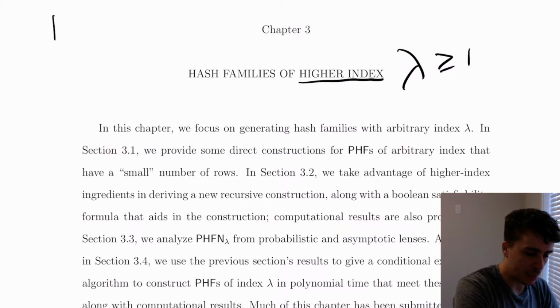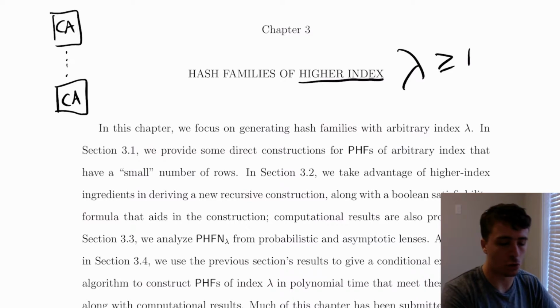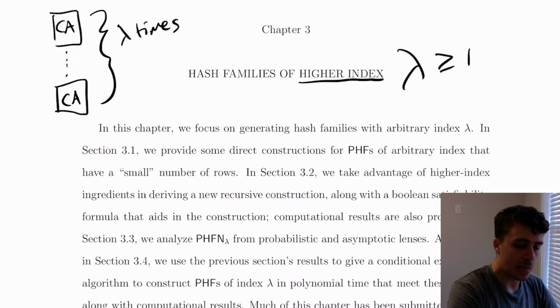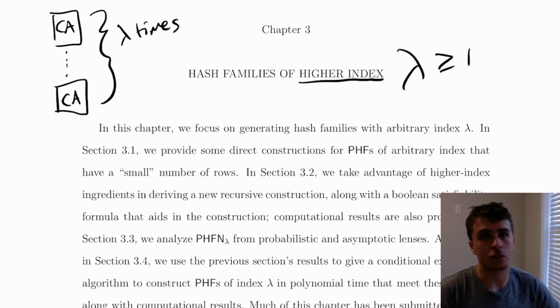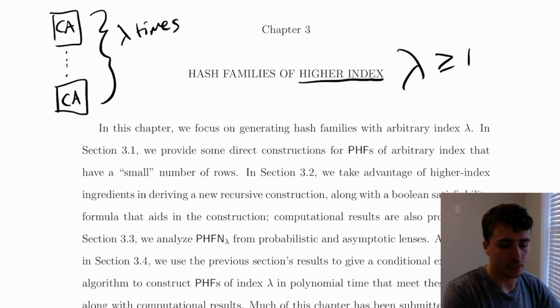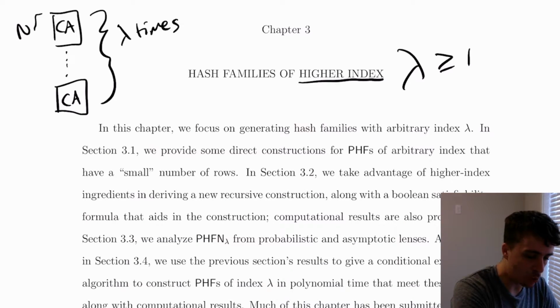What I could do is take a covering array and vertically juxtapose the same covering array over and over, lambda times. The much taller array now will cover everything at least lambda times. That's clearly a way to get to covering arrays of higher index, and we can do the same thing with perfect hash families too. It's no different, but I'm wondering, can we actually do better than this? It turns out in the vast majority of cases, we can. There are some cases where we can't do better, but there are cases where we can do significantly better. If the covering array had n rows before, then this thing obviously has n times lambda rows.